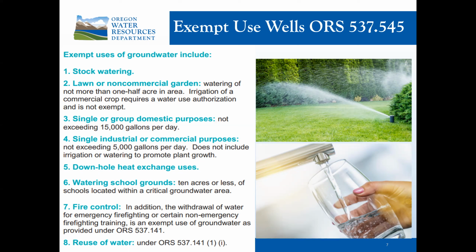Again, the most common issue our department has with people exceeding these allowed uses is the outside 1/2 acre lawn and garden watering for non-commercial purposes. So if your client is wanting to irrigate a large parcel that exceeds 1/2 an acre, or they're hoping to irrigate a commercial crop, this is where you can say that that's not allowed without a water right, and recommend that they contact the local water master or the water rights section in Salem. Again, this is just something to convey to the landowner and have a good understanding of these uses that are allowed without a water right, also known as exempt uses.